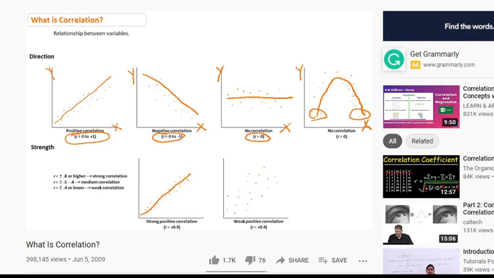But you can see here that our points are spread out more. They're not packed greatly around the line that we have here, or the best fitting line. So this would represent a weaker correlation.